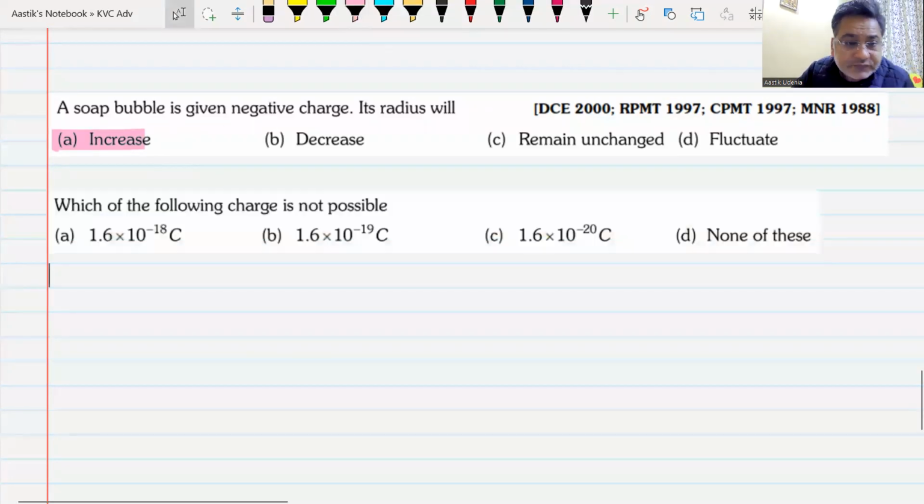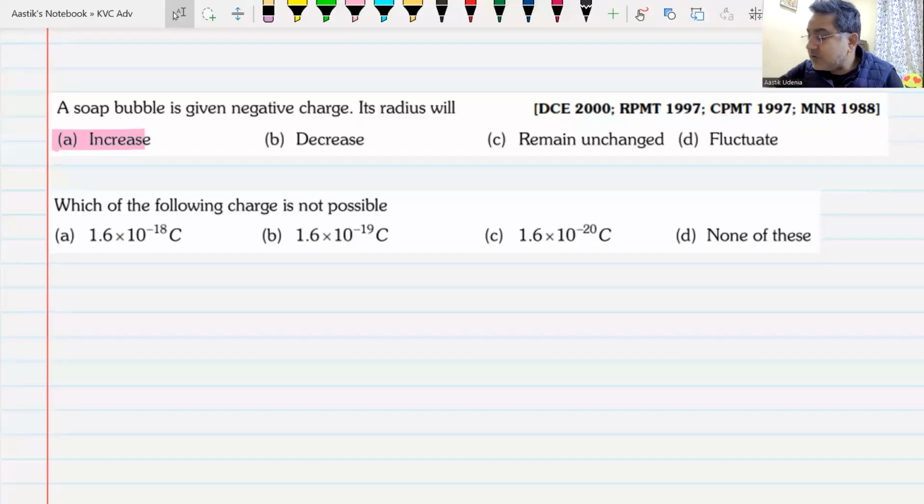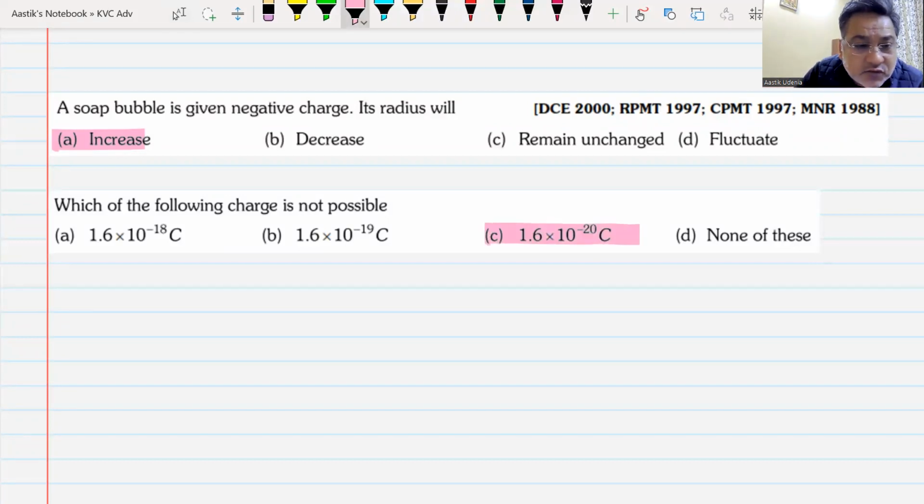Next question. Which of the following values of charge is not possible? Fraction. Yes, because of quantization of charge, 1 by 10 times the charge of an electron is not possible. Only integer multiples are possible. Next question. I'm putting all these questions on one screen only because they are small questions.